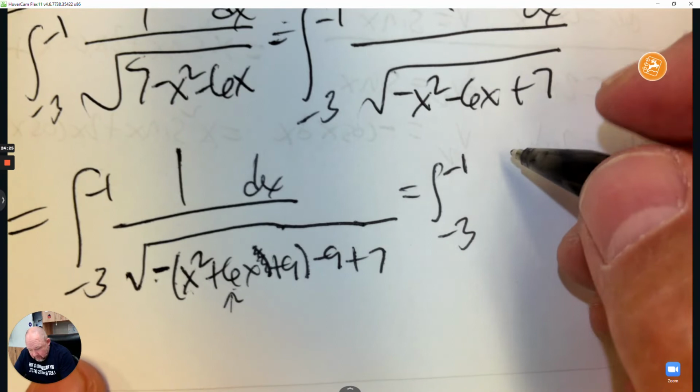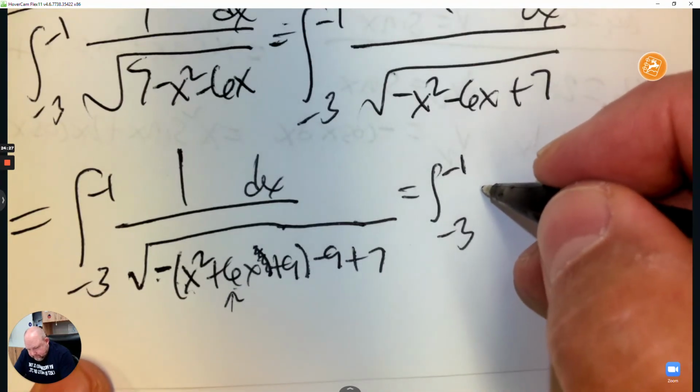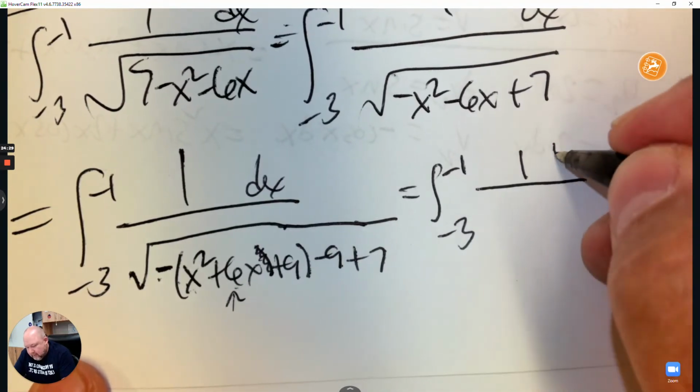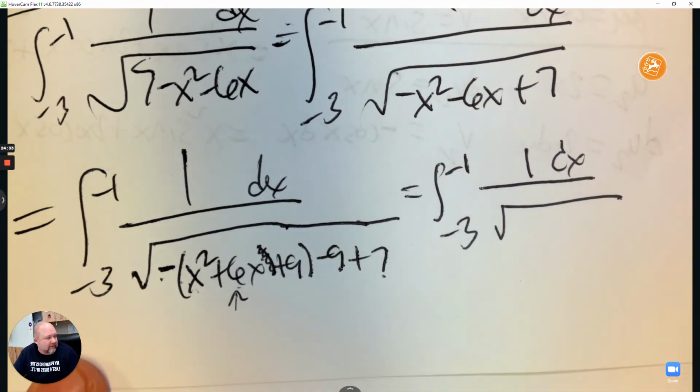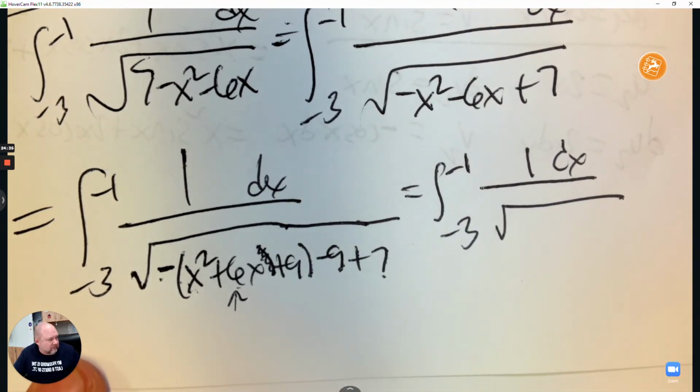Now we're going to complete the square. And I'm going to put it in the right order for arcsine. So -9 plus 7 is 2.